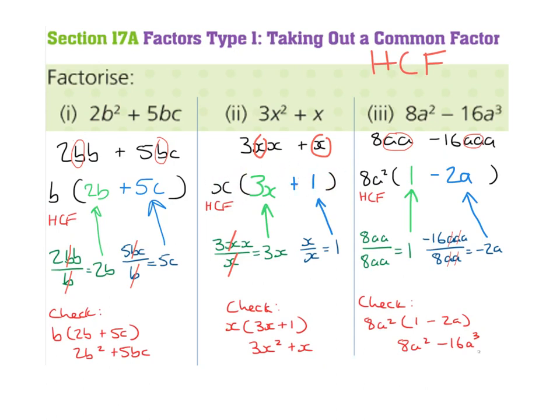And in the third example, we had 8aa divided by 8aa, leaves us with 1, which goes into the brackets. And then minus 16aaa divided by 8aa leaves us with minus 2a, which again goes into the brackets, and this is our answer.